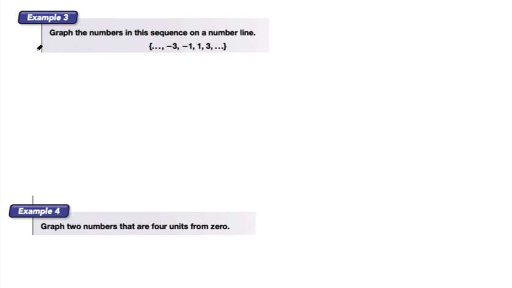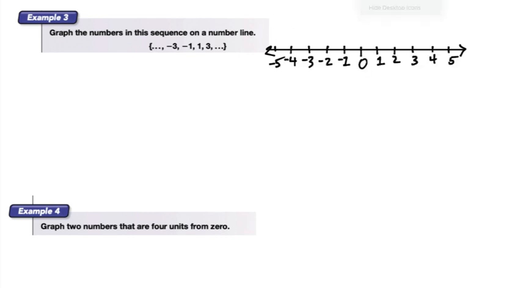Here in example 3, we are asked to graph the numbers in the sequence on a number line. Recognizing what a number line looks like, we can just take a regular old number line and plot points on that number line. Here I've done my best to make a neat number line so that I could have all of the numbers spaced out evenly. I did my best. So we're going to plot the numbers that are represented here. The first ones are negative 3, negative 1, positive 1, and 3.